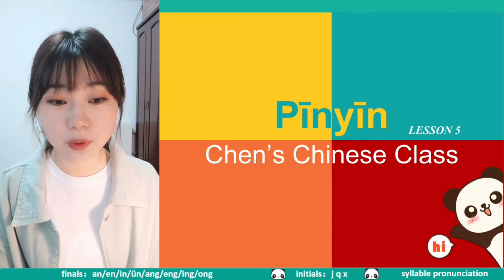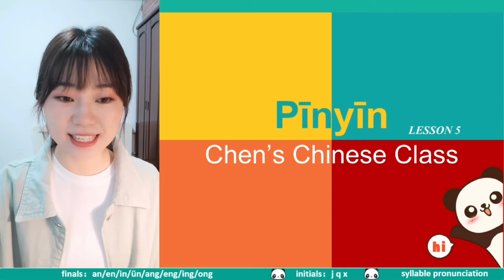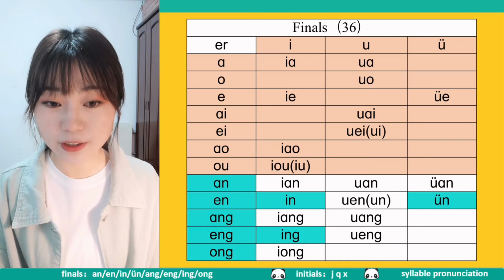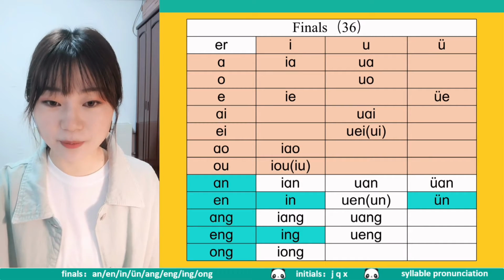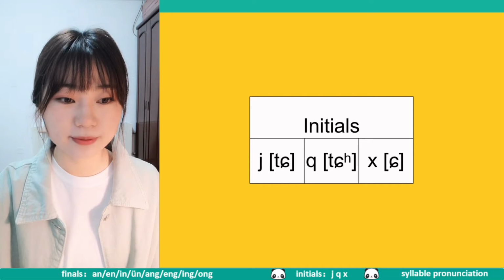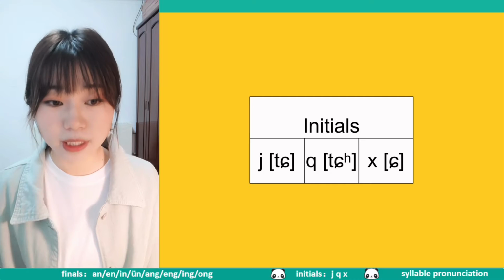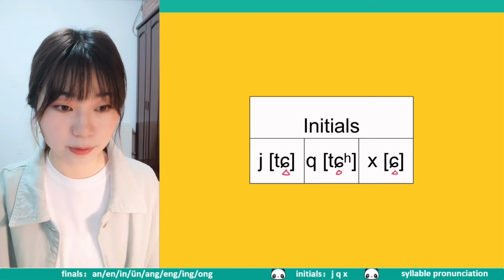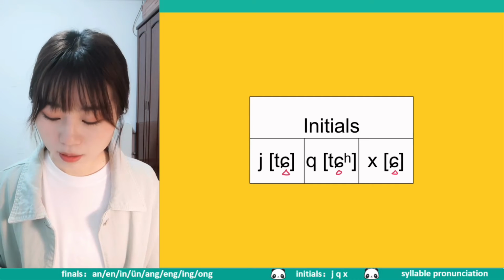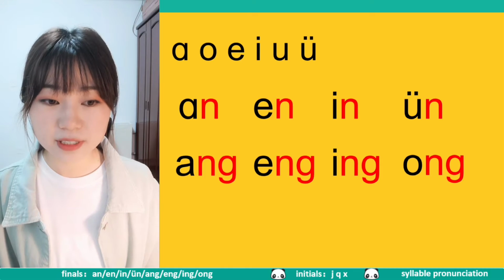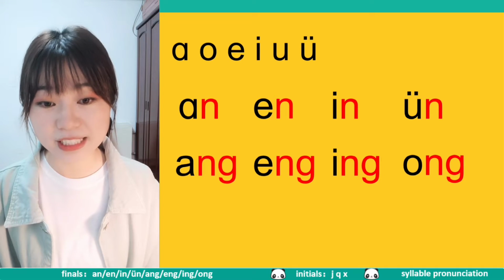Now we've learned 4 finals and 7 initials in last class. For this class, we are going to learn these 8 finals and the last 3 initials. And you can see from their phonetic alphabet here, they are familiar to each other, so they are serious. Okay, at first, let's see these 8 finals for today.